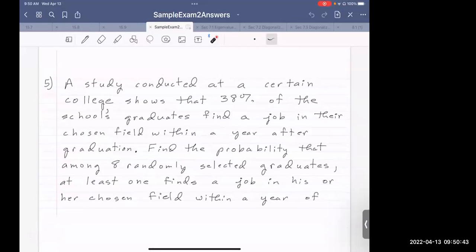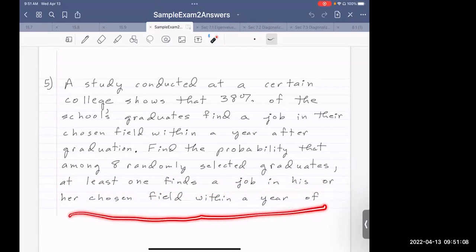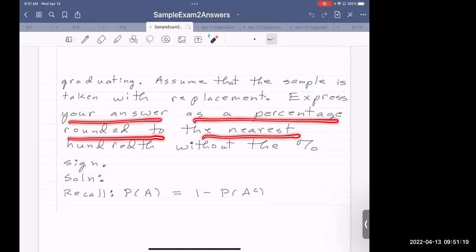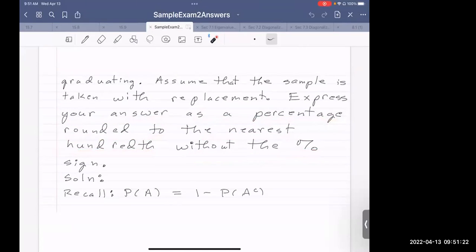Problem number 5. A study conducted at a certain college shows that 38% of the school's graduates find a job in their chosen field within a year after graduation. Find the probability that among 8 randomly selected graduates, at least one finds a job in his or her chosen field within a year of graduating. Assume that the sample is taken with replacement. Express your answer as a percentage rounded to the nearest hundredth without the percent sign.